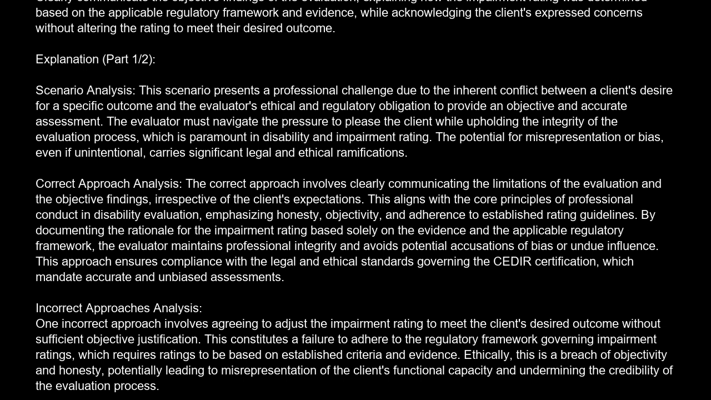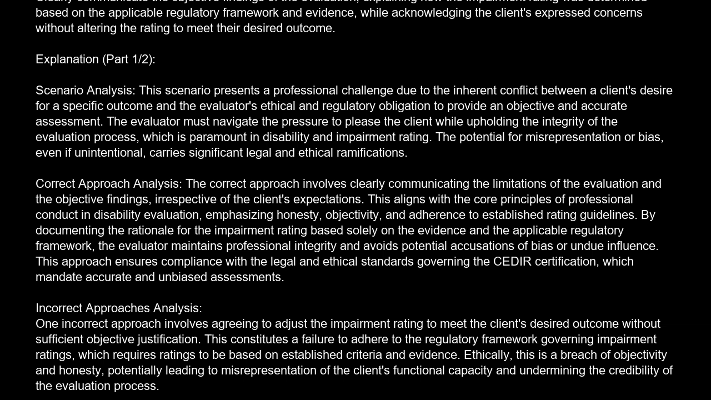This aligns with the core principles of professional conduct in disability evaluation, emphasizing honesty, objectivity, and adherence to established rating guidelines. By documenting the rationale for the impairment rating based solely on the evidence and the applicable regulatory framework, the evaluator maintains professional integrity and avoids potential accusations of bias or undue influence. This approach ensures compliance with the legal and ethical standards governing the CEDIR certification, which mandate accurate and unbiased assessments.